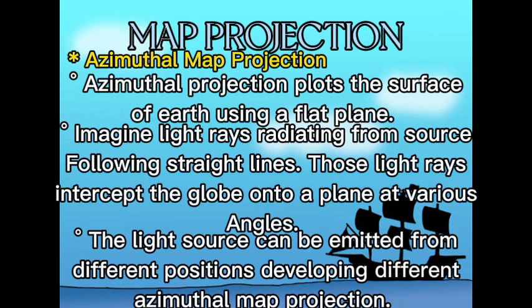The last type of map projection is the azimuthal projection. Azimuthal projection plots the surface of the Earth using a flat plane. Imagine light rays radiating from a source following straight lines. Those light rays intercept the globe onto a plane at various angles. The light source can be emitted from different positions, developing different azimuthal map projections.